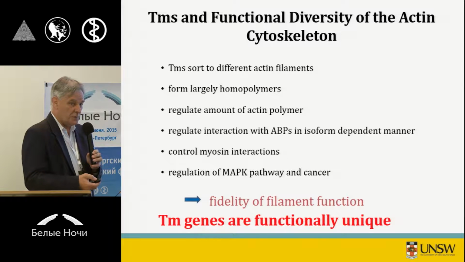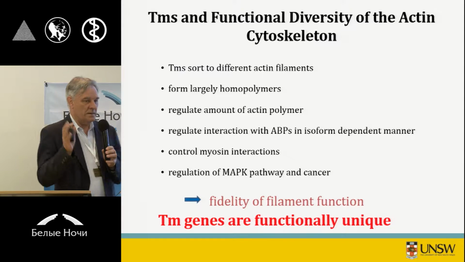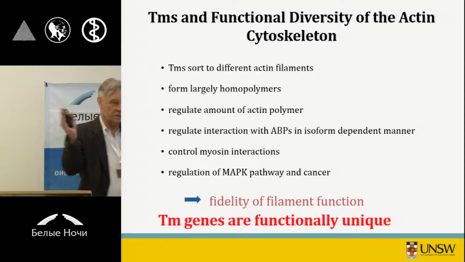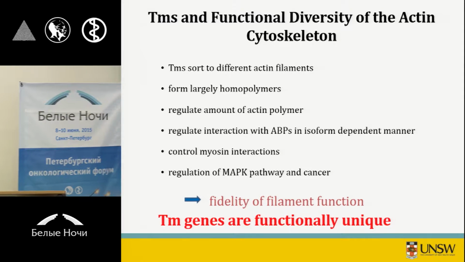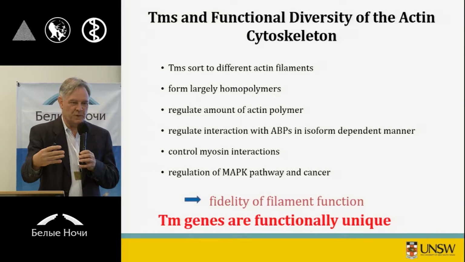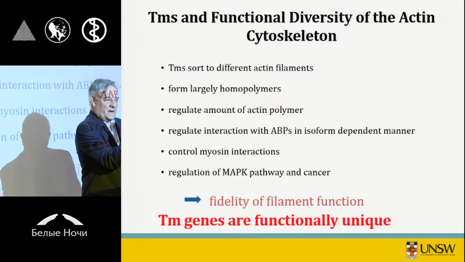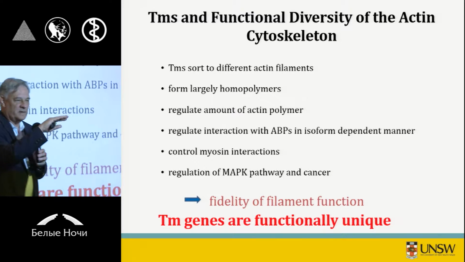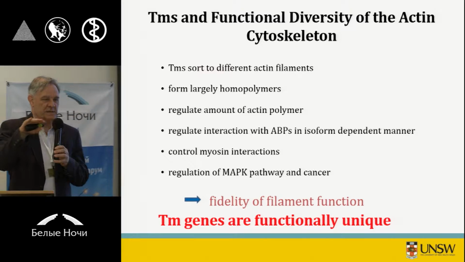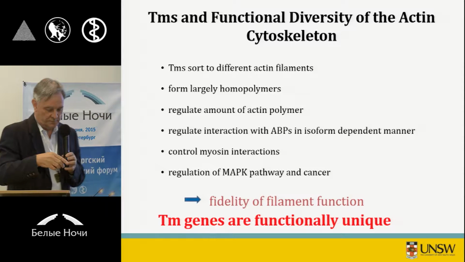Why do you use tropomyosin? Probably because it allows you to make sure that there is fidelity of filament function. If I have the same tropomyosin along the entire length of a filament, it means that the interactions of actin-binding proteins and myosin motors at this part of a filament will be the same that happen at the other end of the filament. The filament has fidelity of function. It does the same thing at each point along the length of the filament.